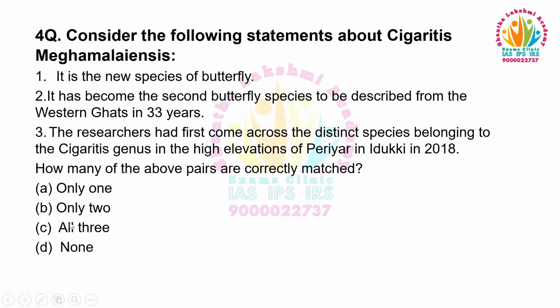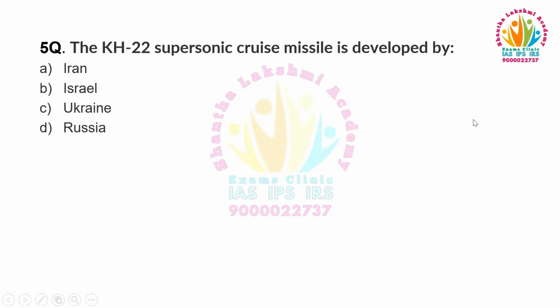So the answer is only two, because it has become the first butterfly species to be described from the Western Ghats in 33 years, not the second butterfly. Moving to the next question.